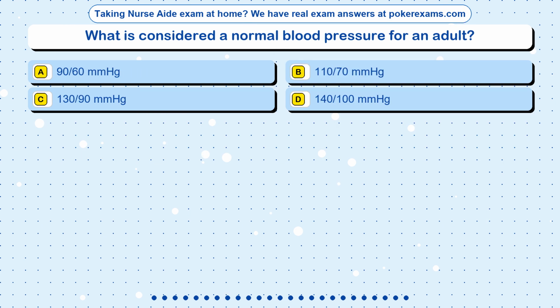Question 5. What is considered a normal blood pressure for an adult? Option A. 90/60 mmHg. Option B. 110/70 mmHg. Option C. 130/90 mmHg. Option D. 140/100 mmHg.